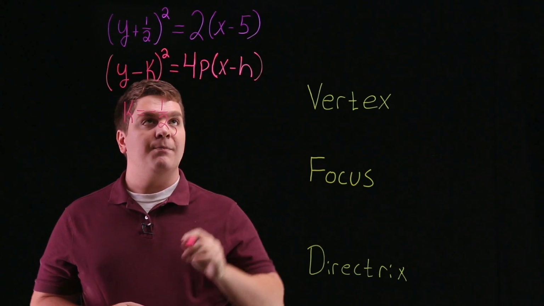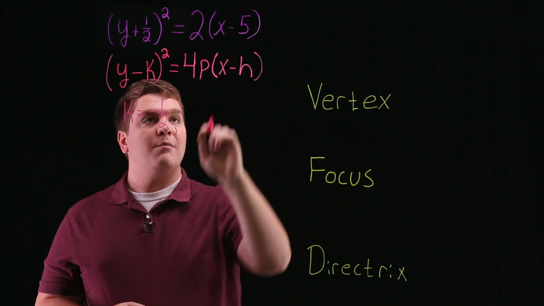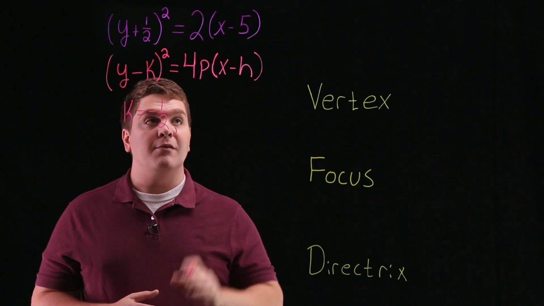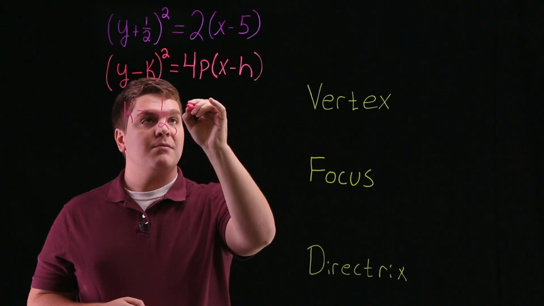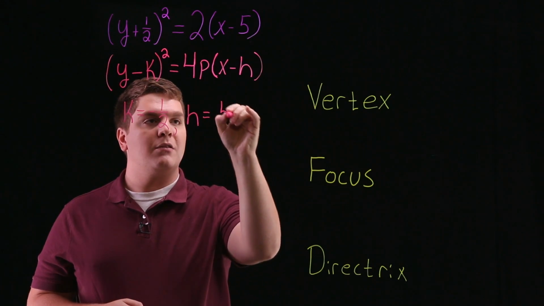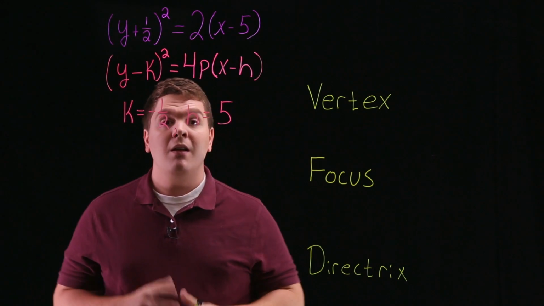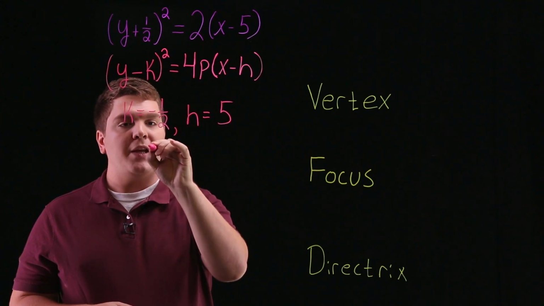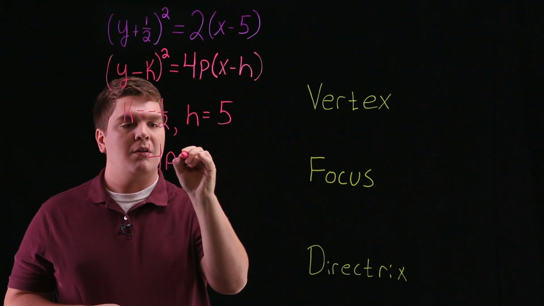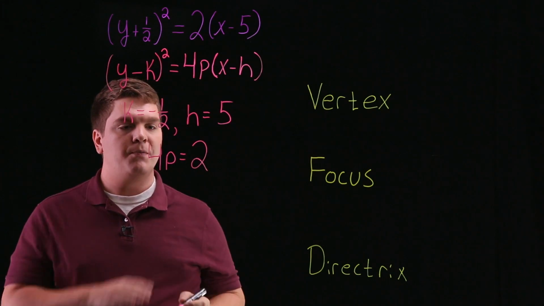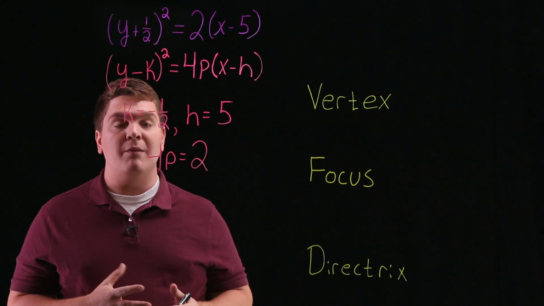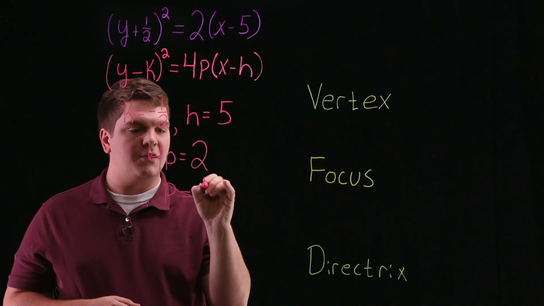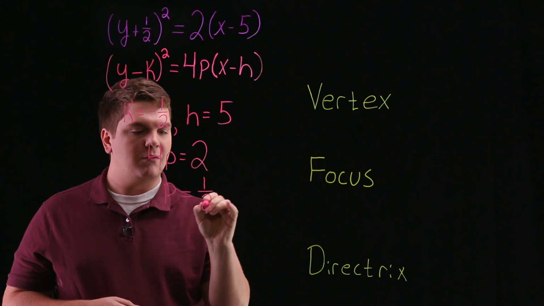The next thing we can see is here we have an x minus 5. That corresponds to this x minus h in the standard form, so we can say that h is equal to 5. Now the next thing we'll want to do is solve for p. We have 4p equal to 2, and we can solve for p by dividing both sides by 4. So p is equal to 2 divided by 4, or 1/2.